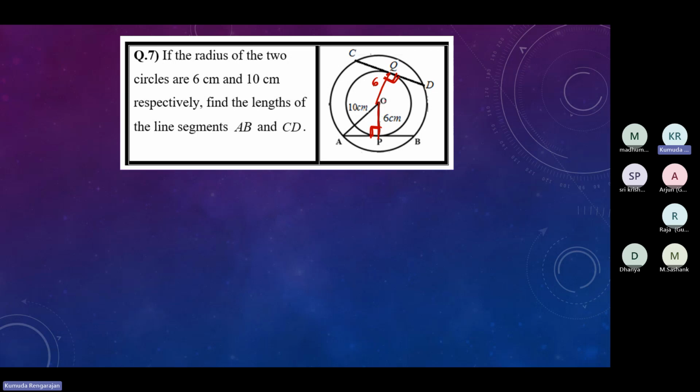So this is 6 radius. This is also 6 radius of the inner circle. So you see that the distances of the two chords from the center are equal. So the chords are equal in length. So AB is 16, 8 plus 8, 16. So CD is also 16.